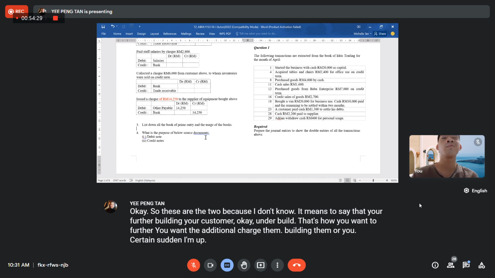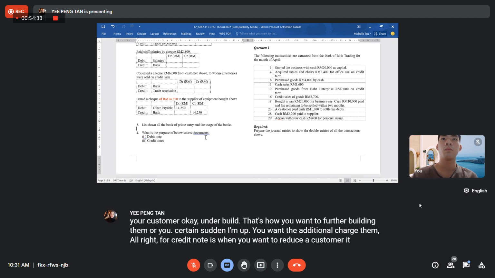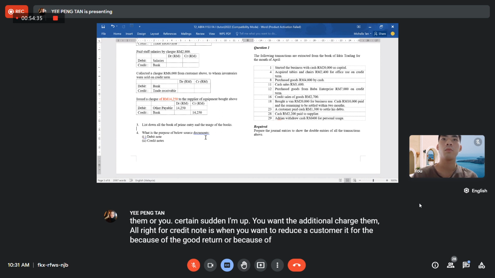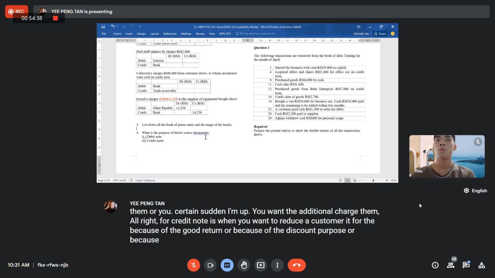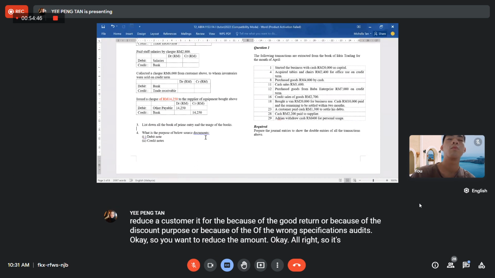All right. A credit note is used when you want to reduce the amount your customer owes, because of goods returned, because of a discount, or because of wrong specifications. All this. Okay, so you want to reduce the amount paid. All right, so it uses credit notes.